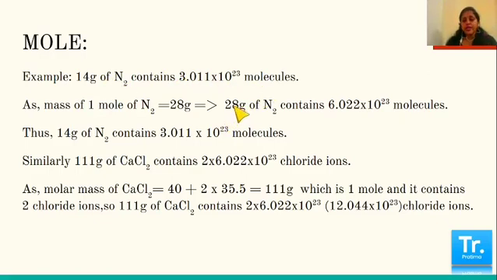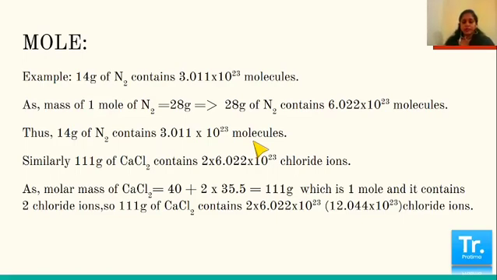So 28 grams will contain these many molecules. By the unitary method, 1 gram will contain these many molecules divided by 28. So 14 grams will contain these many molecules by 28 into 14. When we cancel 14 and 28, we get 2 in the denominator, and we get 3.011 into 10 to the power of 23 molecules.